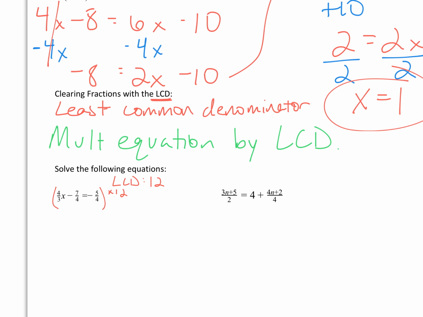So what I get when I do that is 4/3 x times 12. Well, I'm just going to multiply the 12 to the 4. You can just multiply the numbers on the top. So I get 48 thirds x, 12 and negative 7 gives me minus 84 fourths, and then negative 5 fourths and 12 would be negative 60 fourths.